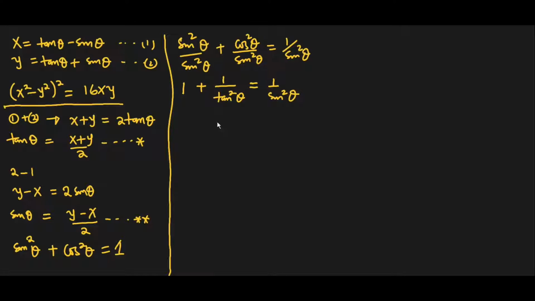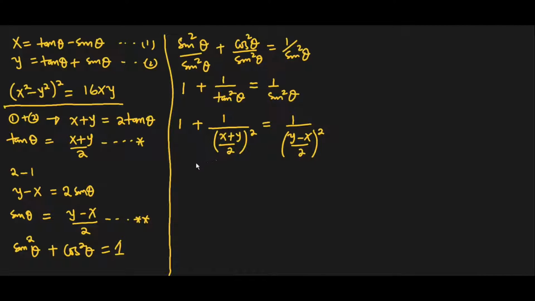And so from here we have 1, and then we have 1 over tan squared, but tan is already here, we just need to square it and take its inverse. So this is going to be 1 over ((x plus y) over 2) squared, and this is equal to 1 over sine squared, but sine is already here, and so that is ((y minus x) over 2) squared.